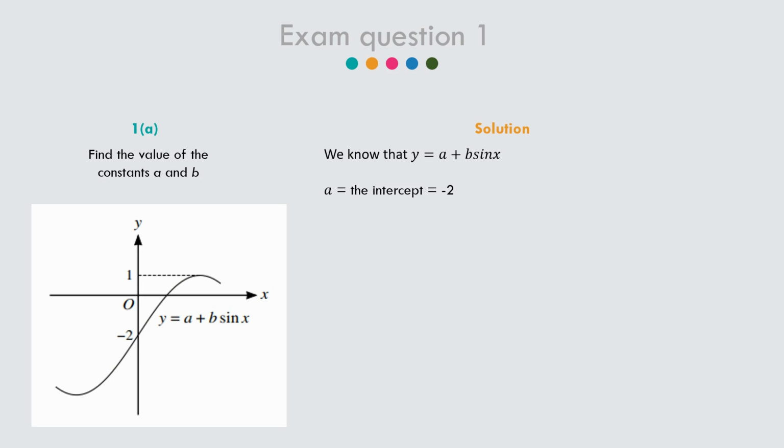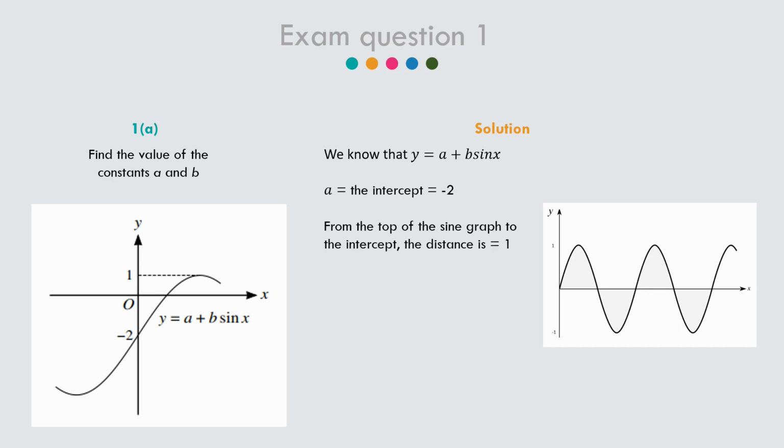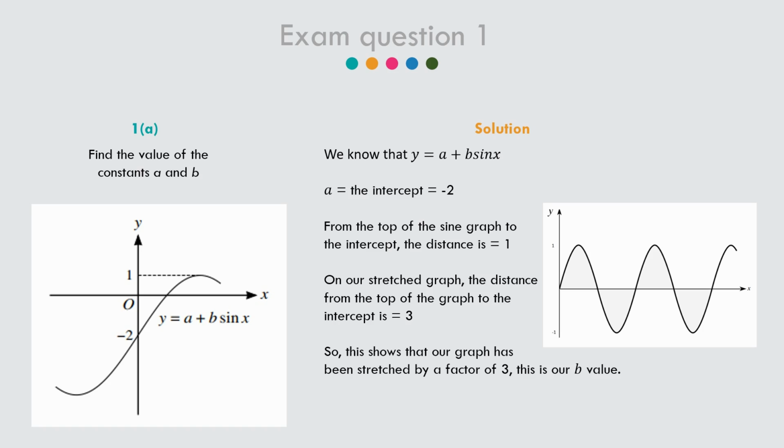To find the value of b, we have to evaluate the stretch of our sine curve. By comparing it to the original sine curve, we should be able to see the factor that it is being stretched by. From the top of the sine graph to the intercept, the distance is 1. However, on our stretched graph, the distance from the top of the graph to the intercept is 3. So, this shows that our graph has been stretched by a factor of 3. So this must be our b value. So, our answer is y equals -2 plus 3 sine x.